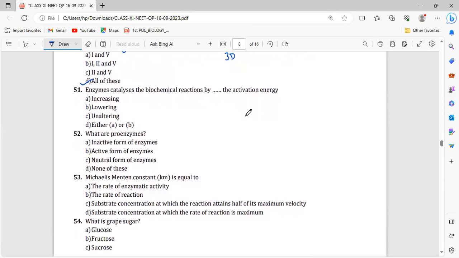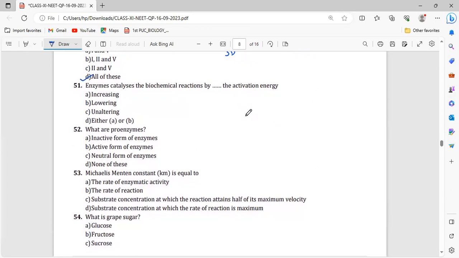51. Enzymes catalyze biochemical reactions by always lowering the activation energy; the enzyme will increase the rate of the reaction. So what are proenzymes? Proenzymes are the inactive form. When enzymes are formed, they will be in an inactive state. Such inactive state proteins we call proenzymes.